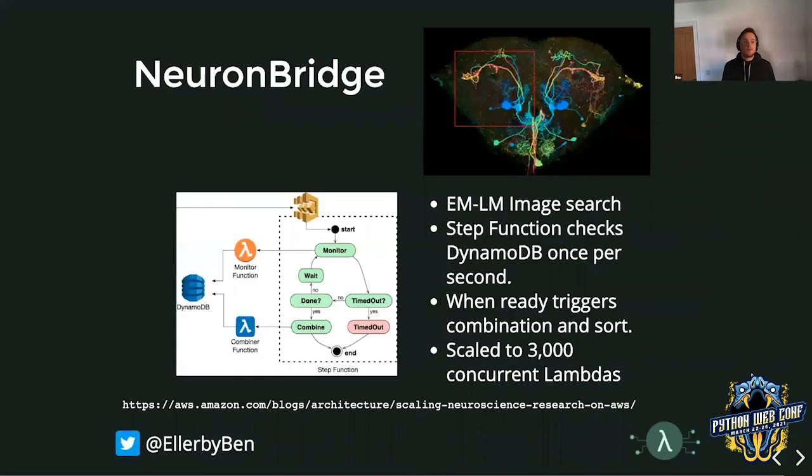One final real-world example is the work that's happening with NeuronBridge, which is a project to try and map the electron microscope and light microscope images that are doing neuron research on fruit flies. They're using step functions to loop over, querying DynamoDB, a serverless NoSQL database, enabling them to combine a load of data and sort it before it then gets further processing. And they're scaling up to 3,000 concurrent Lambda functions to do this research. That's all orchestrated by step functions, with a massive operational load reduced, because step functions and Lambda are very manageable for those developers to work on.